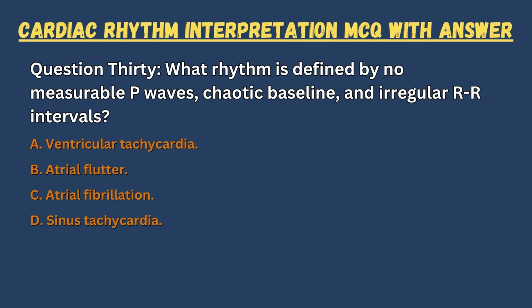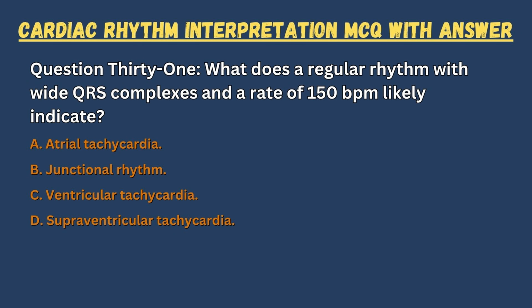Question 30. What rhythm is defined by no measurable P waves, chaotic baseline, and irregular RR intervals? A. Ventricular tachycardia. B. Atrial flutter. C. Atrial fibrillation. D. Sinus tachycardia. Answer: C. Atrial fibrillation.